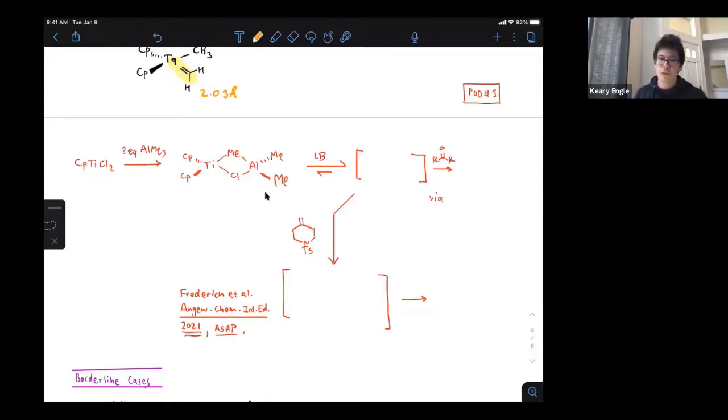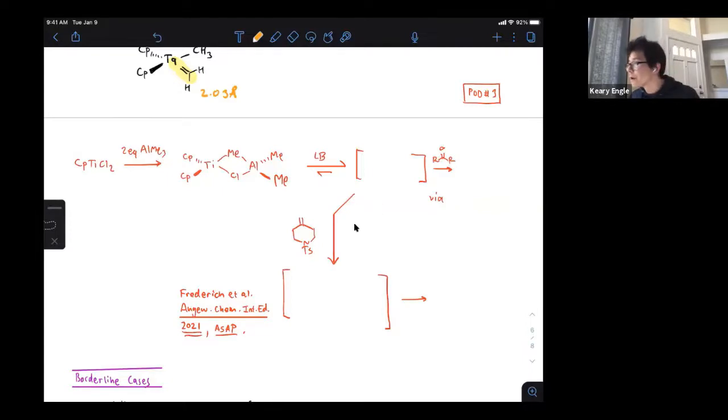Now upon treatment of this complex with Lewis base, so one option is to have it in THF solution, or another option is to use pyridine. Even catalytic quantities is enough that will react further to give a new species, and that can react with carbonyl compounds or with alkenes.